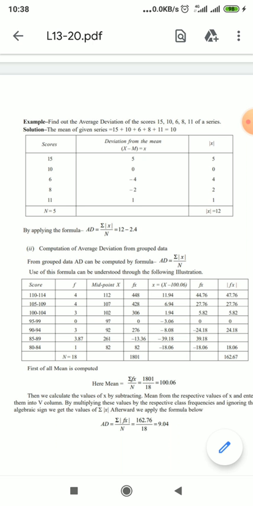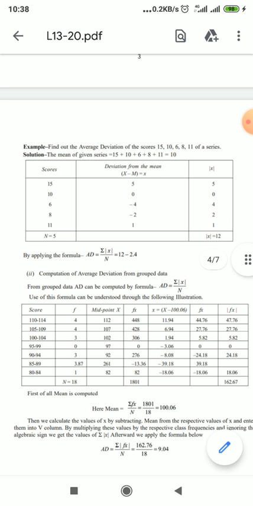Now the next step is to calculate the frequency f multiplied by x, that is fx. fx is equal to 112 multiplied by 4 is equal to 448. Now, 4 multiplied by 107 is 428. 3 multiplied by 102 is 306. 0 multiplied by 97 is equal to 0. 3 multiplied by 92 is 276. 3 multiplied by 87 is 261. 82 multiplied by 1 is equal to 82.